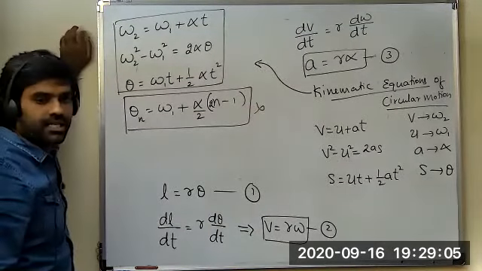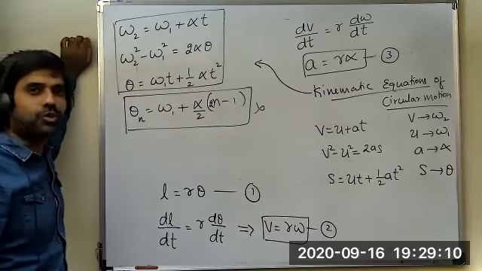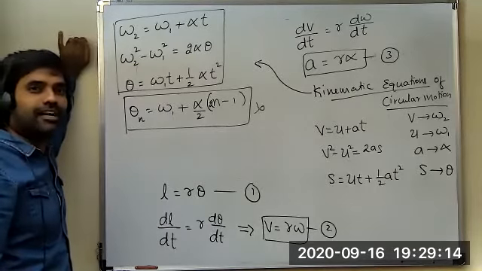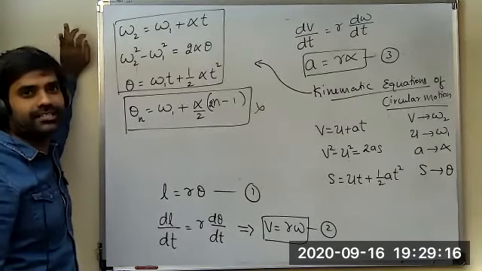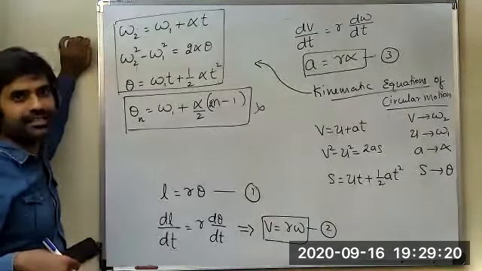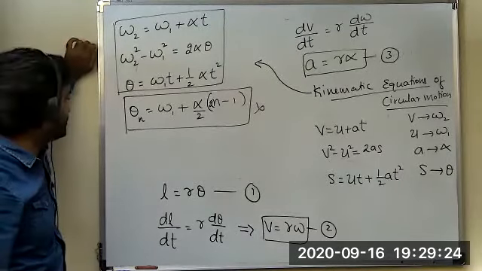Okay, guys. So therefore, for a body moving on a circle, we have concluded that it will have two types of accelerations and two types of velocities. One is tangential acceleration, another one is centripetal acceleration. One is angular velocity, another one is linear velocity. Okay, students?